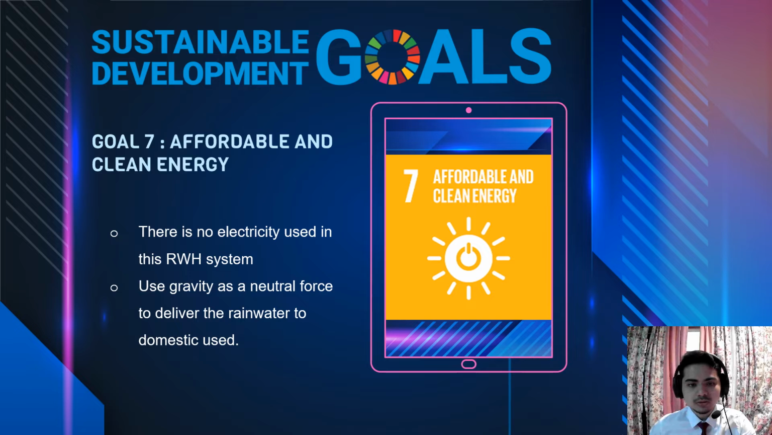There are 17 goals introduced by the SDGs, and the rainwater harvesting system fulfills one of the goals, which is Goal 7, affordable and clean energy. This is because there is no electricity used in this rainwater harvesting system. Then, the rainwater harvesting system also uses gravity as a natural force to deliver the rainwater to domestic use.